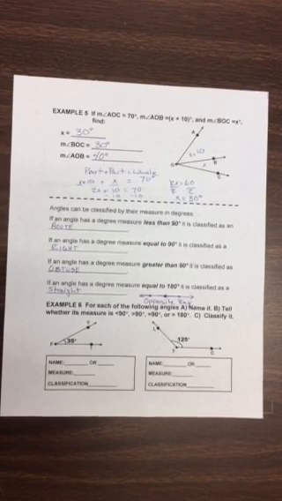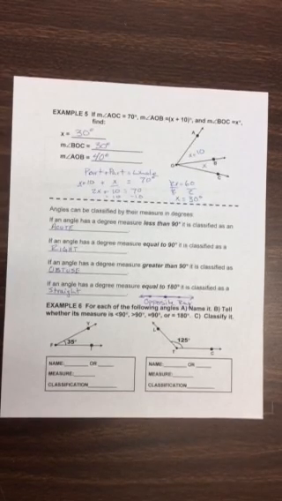Okay. Looking down at number 6. For each of the following angles, A, name it. B, tell whether the measure is less than 90, greater than 90, equal to 90, or equal to 180. And C, classify it.